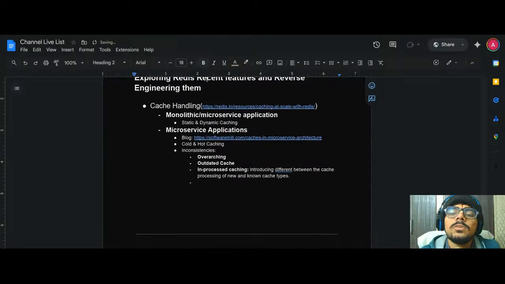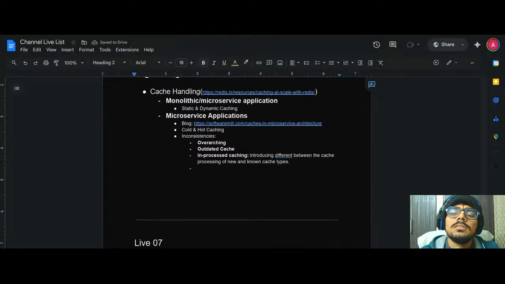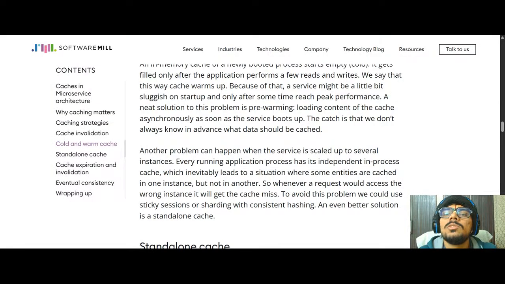Cache handling, monolithic and microservice applications. Let's have a look again at the blog itself. I'm going to stop this tree over here. We're going to read over the whole blog and the PDF as well. We'll go through each one of them and get to know what we learned in the whole session.